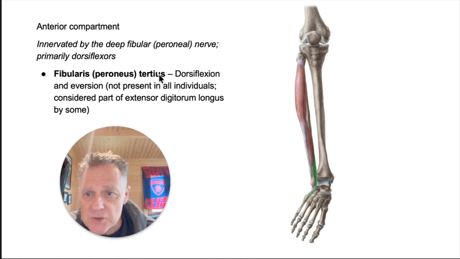Fibularis tertius or peroneus tertius from the fibula into the fifth metatarsal. So it's going to be a dorsiflexor and everter, right? Remember I said to you if the great toe moves towards the midline, it's inversion. If the great toe moves away from the midline, we refer to it as eversion.